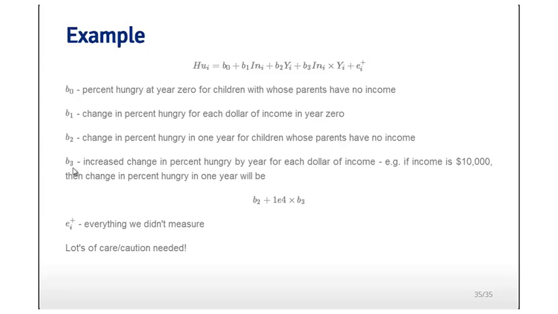Okay. So then beta 3, our interaction term, is the increased change in percent hungry by year for each dollar of income. And then this just reiterates the equation we had from the previous page, but just in this context. And epsilon, in this case, is, again, we're lumping in everything we didn't measure.